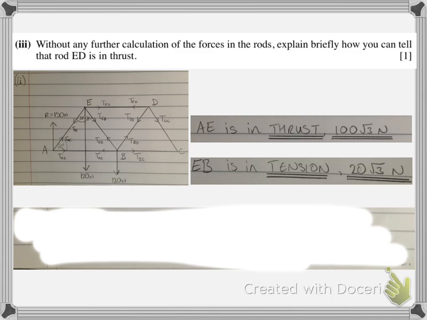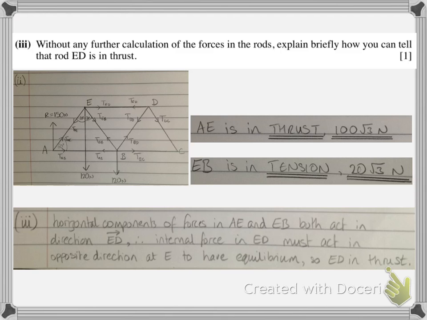Now, if they hadn't said without any further calculation, I'd probably just resolve the forces horizontally at E. It would be very easy to find the value of the compression in ED. But they said without further calculations. So I'd go for something like saying that the horizontal components of the forces in AE and EB both act in the direction from E to D, so the internal force in ED must act in the opposite direction at E to have equilibrium, so that means ED is in thrust. Now this is just a 1 mark question, so hopefully that will be clear enough to gain that mark.